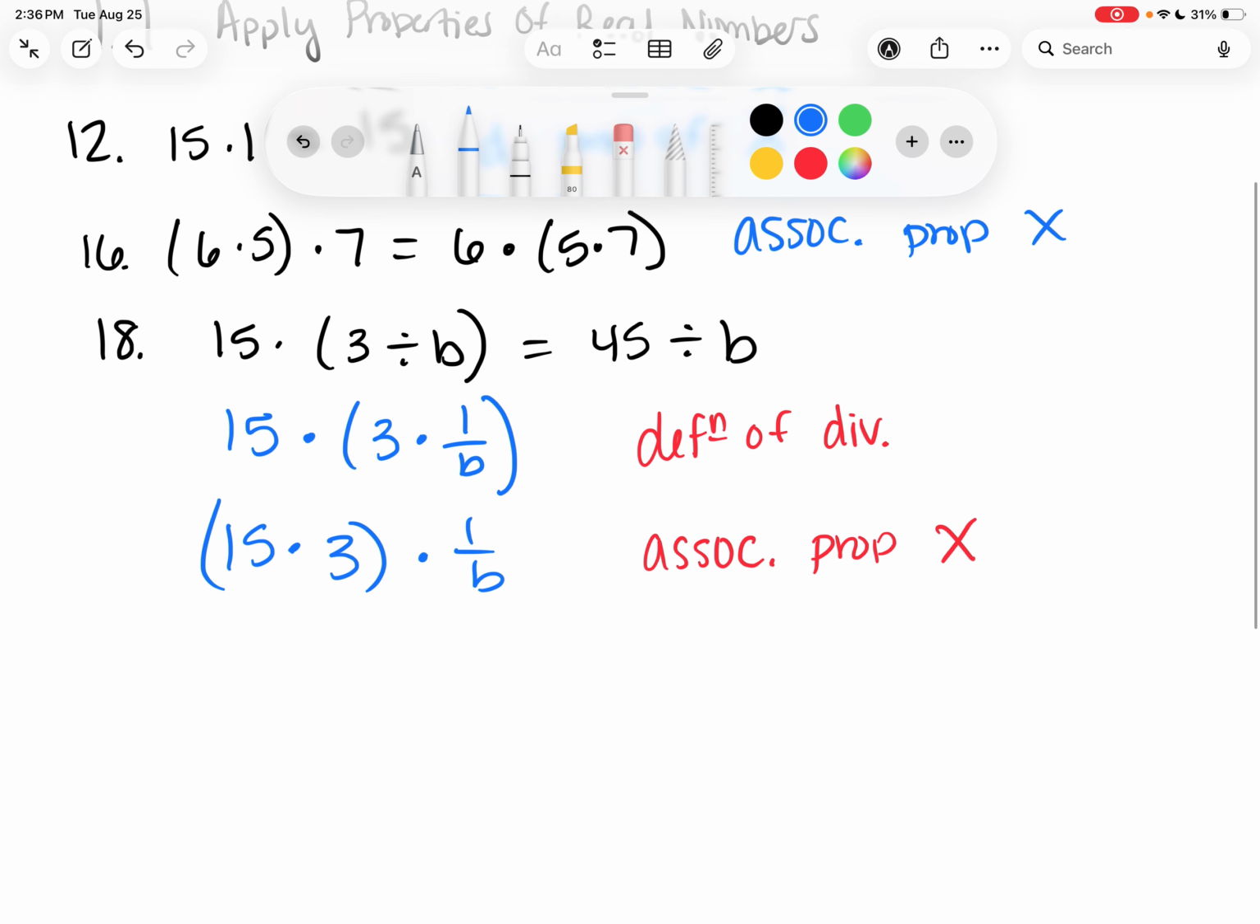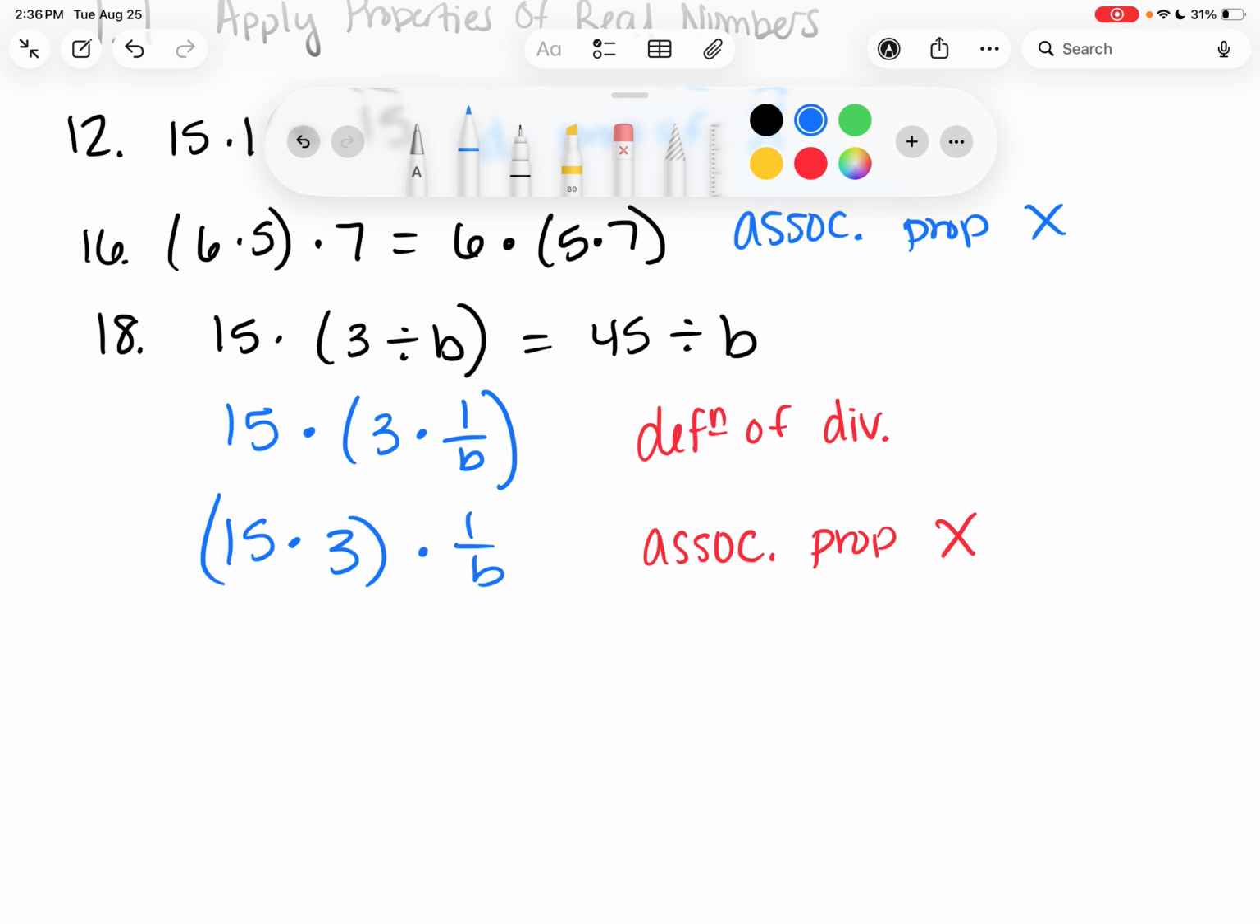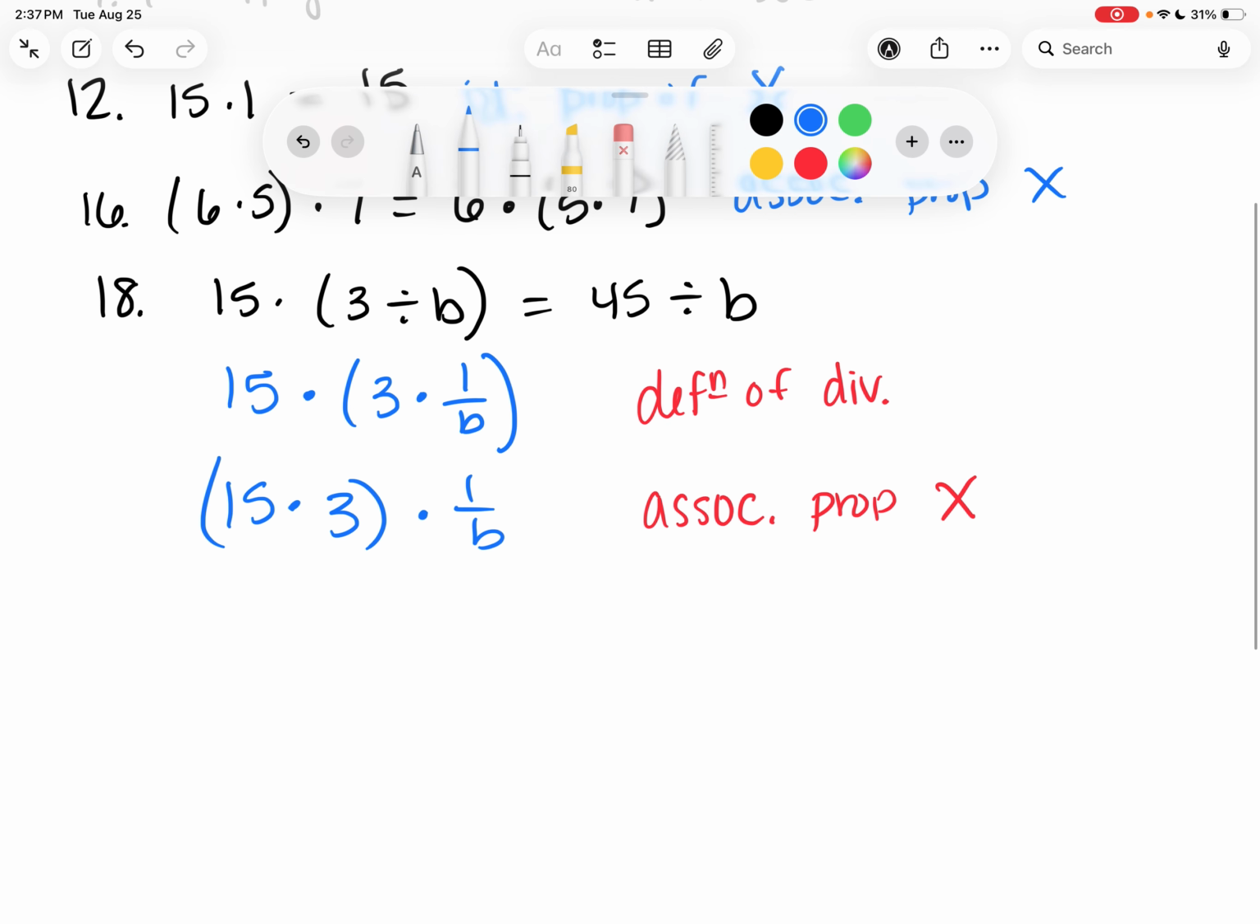Now, PEMDAS tells me to do what's in parentheses first, okay? That's what was causing the problem up here technically. So now I can do 15 times 3, which is 45, times 1 over b. I can do that by the definition of multiplication, or we can just say multiplication because ultimately all I did was multiply.